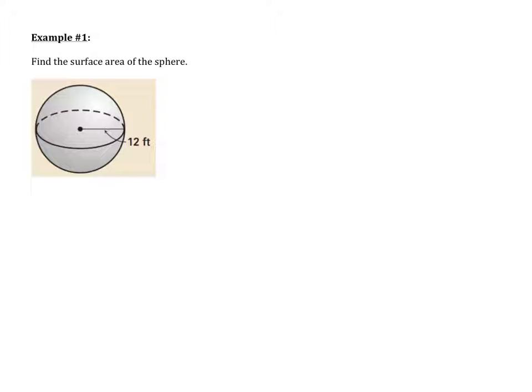So let's look at example number 1. Find the surface area of the sphere. Remember, to find the surface area, you need to know the radius, which we are given in this problem. So let's start off with our formula. The surface area is 4 times pi times r squared. So we're just going to put the 12 in for the r. So we have S equals 4 pi times 12 squared.